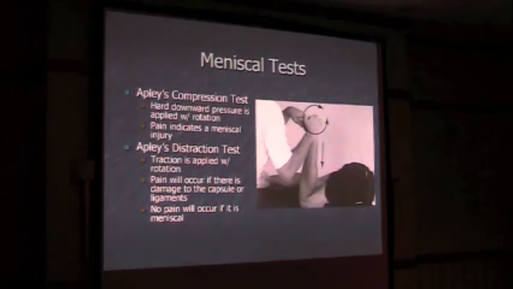Another couple of tests you may not hear much about, but they've been described, are the Apley's compression test or Apley's distraction test, and they just differ in that one is pushing down on the knee and internally and externally rotating, seeing if you can catch the meniscus. Another one is lifting up the leg and seeing if you can internally and externally rotate. And if there's no pain, then there'd be no meniscus tear at that point.